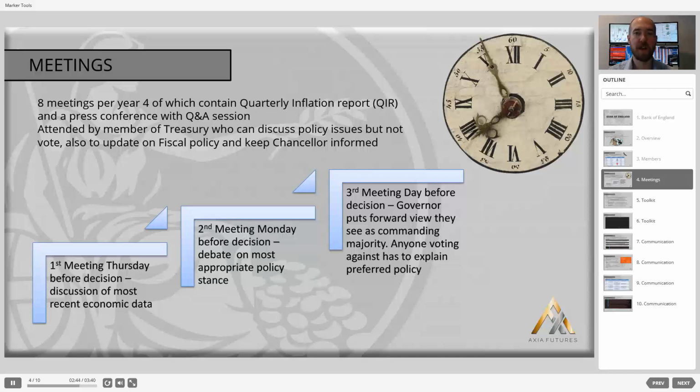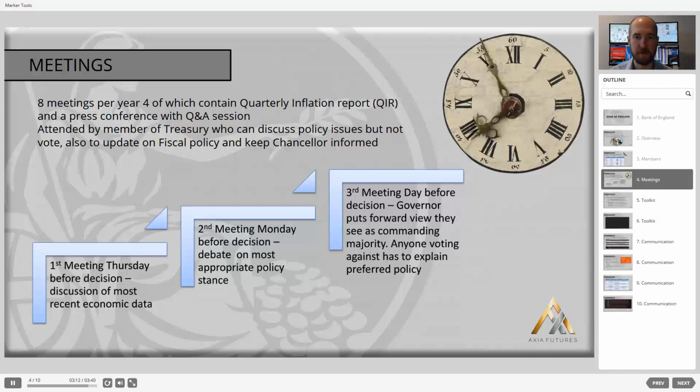those new positions. Next up, the Monday before the decision, you get a meeting whereby a debate around the appropriate policy is brought together. This is where everyone can share their views and come up with a general idea of what they feel the decision should be. And then finally, the day before the meeting, it's up to the governor to put forward the decision that he feels should garner the most support.